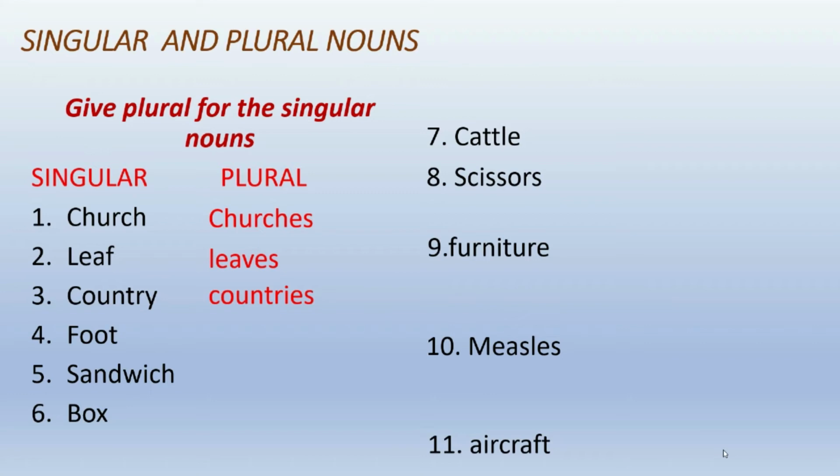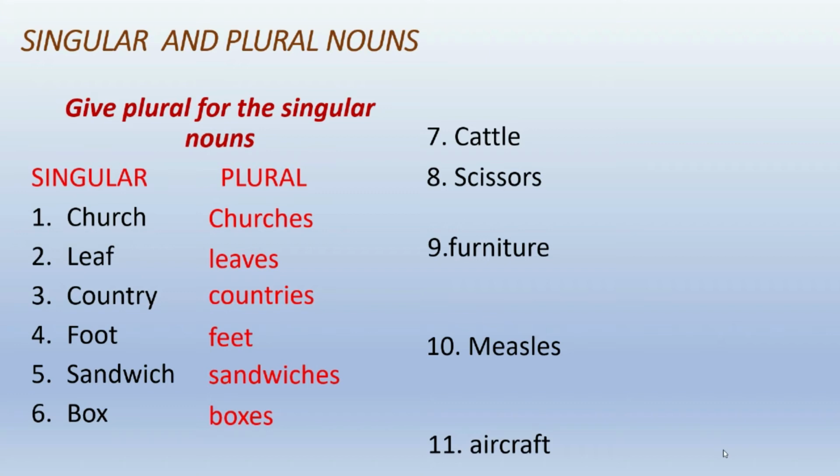Foot, so here foot takes what? Foots? No, it is an irregular plural noun. It takes feet, like child, children, woman, women. Yes. Sandwich, so we have already done a word ending with ch, so it takes an es. Sandwiches. Box, words ending with x also take an es. Boxes. Yes, children. Now let us check with cattle and scissors.